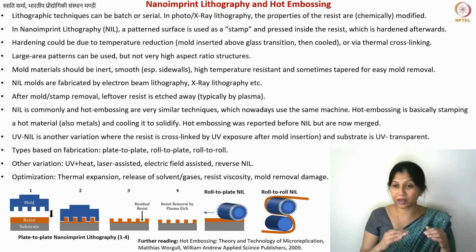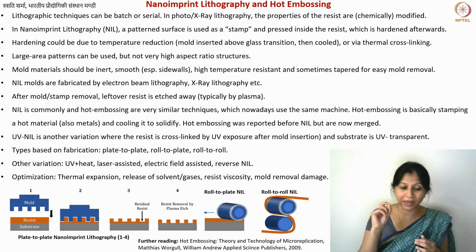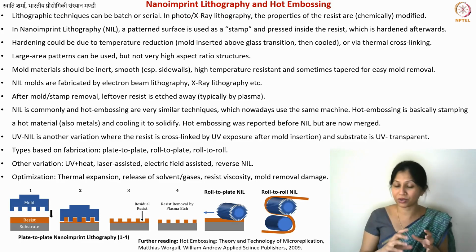Viscosity, of course. Compared to photolithography, you will have low aspect ratio structures. That means you might want to use a lower viscosity resist. And then, of course, the damage that happens because of mold removal. So you want to make an inert mold, and you want to make sure that there is as little damage as possible when you remove the mold.